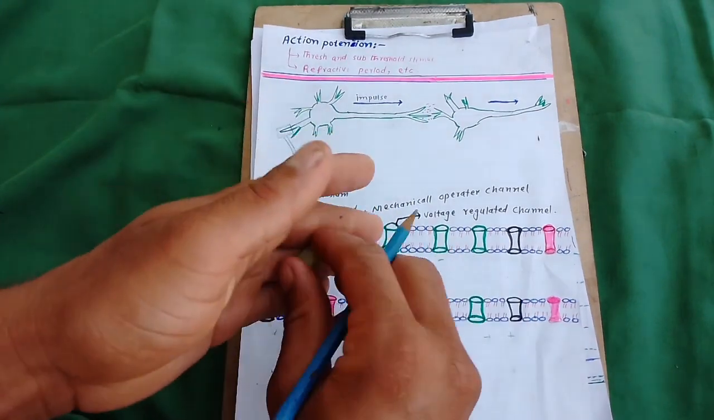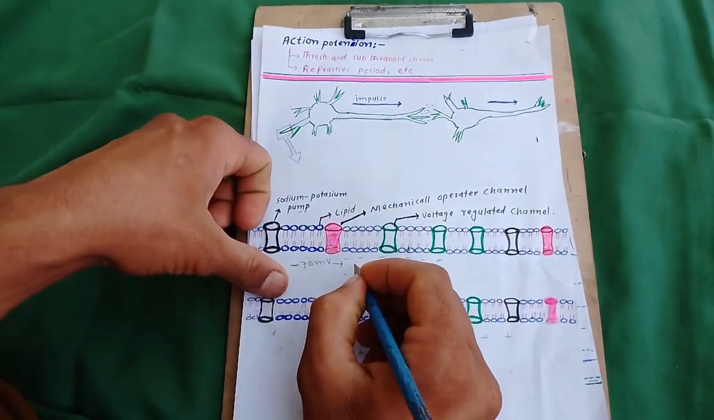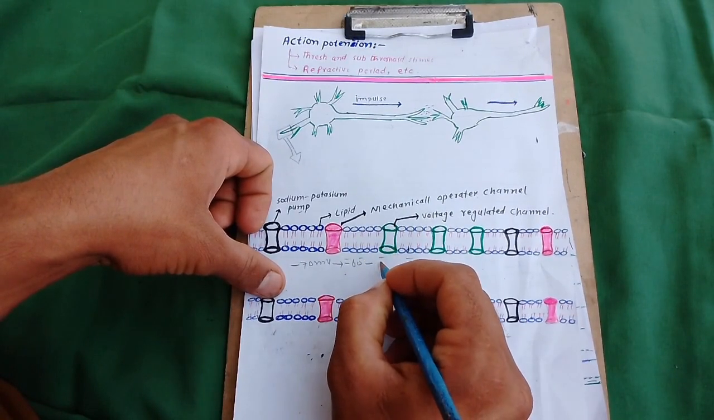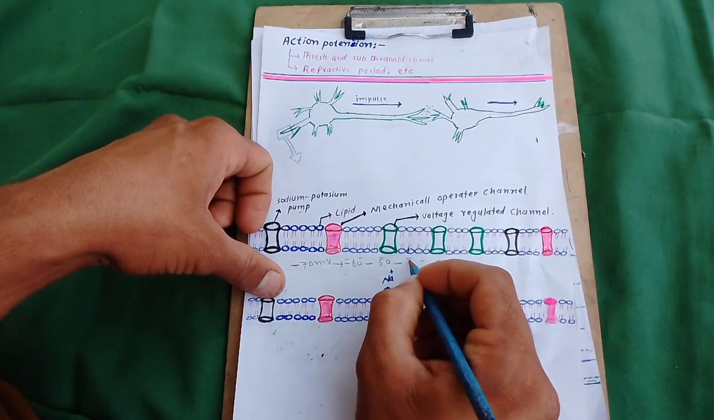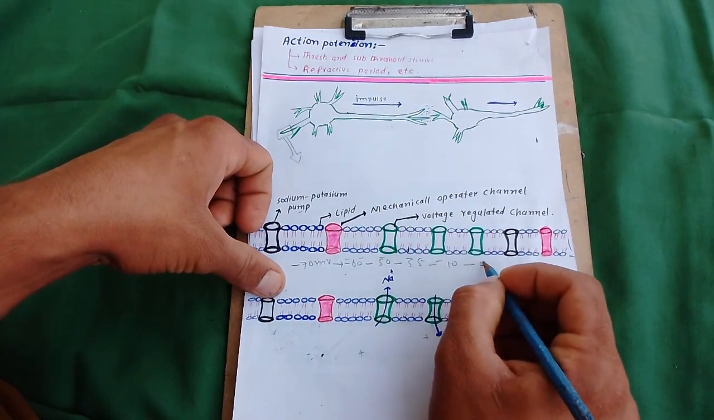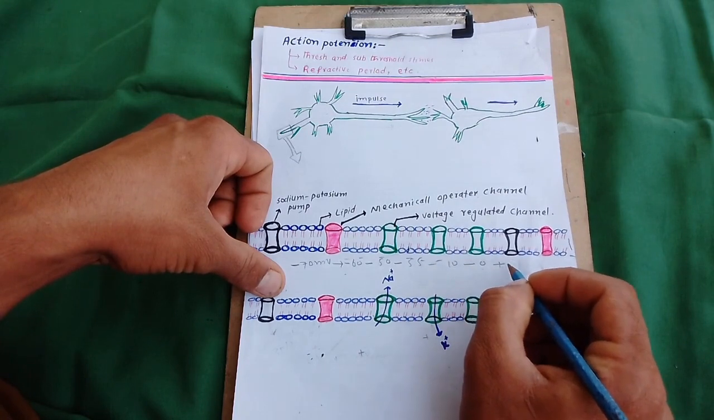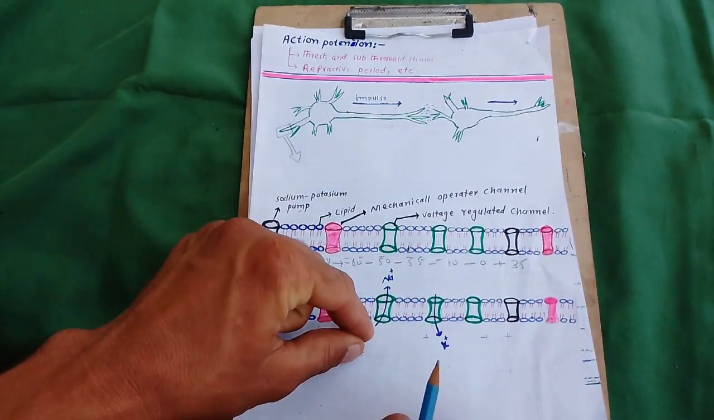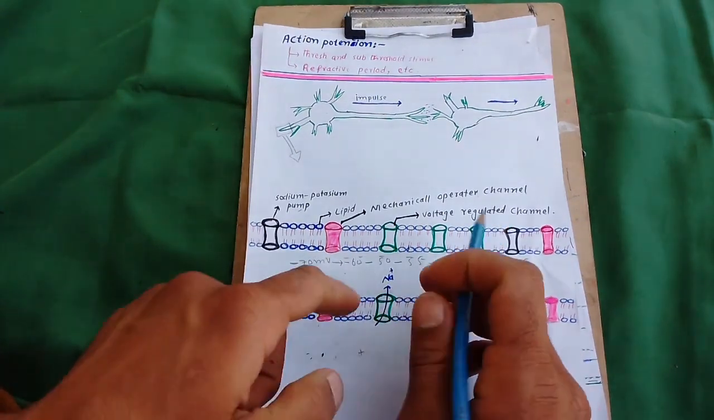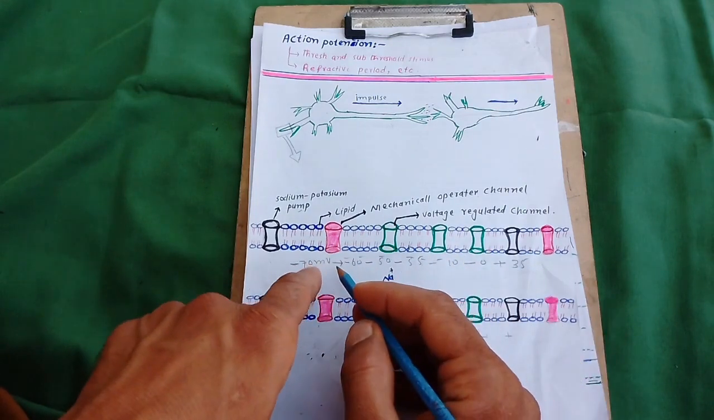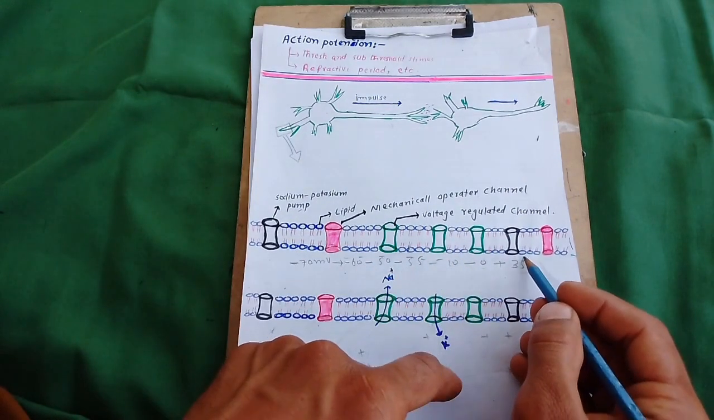It reaches minus 60, minus 50, minus 55, minus 10, 0, up to plus 35. So when sodium goes inward, sodium is a positive charge, so the negativity is decreased from minus 70 up to plus 35.